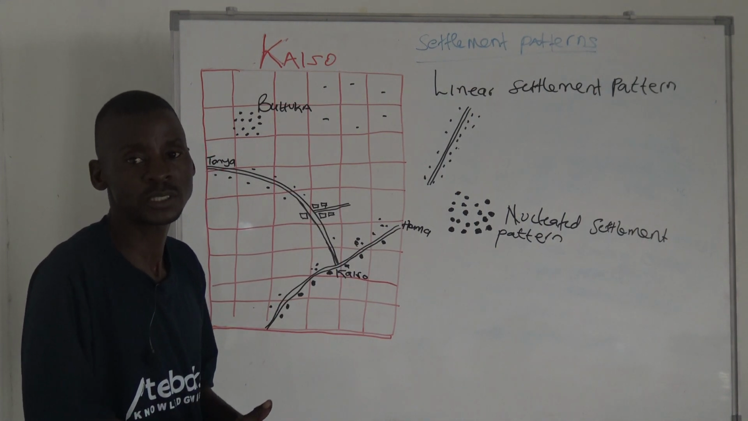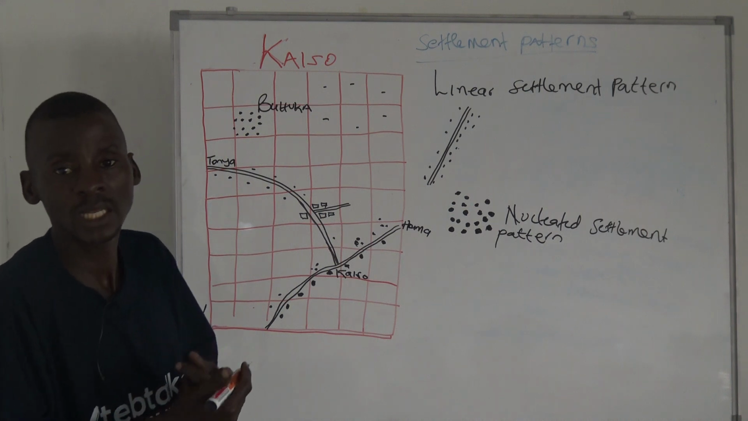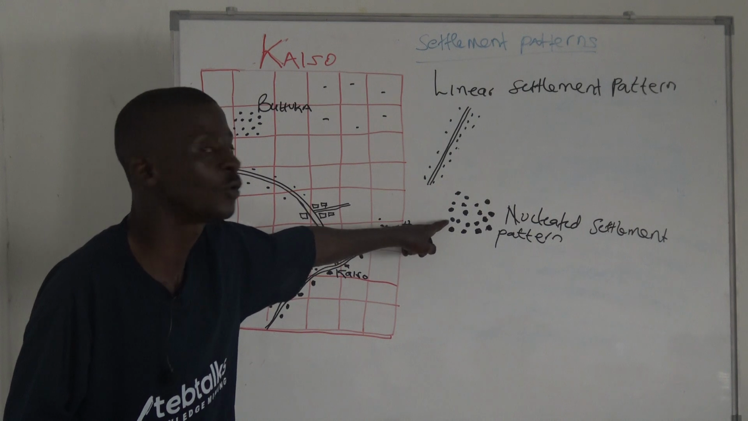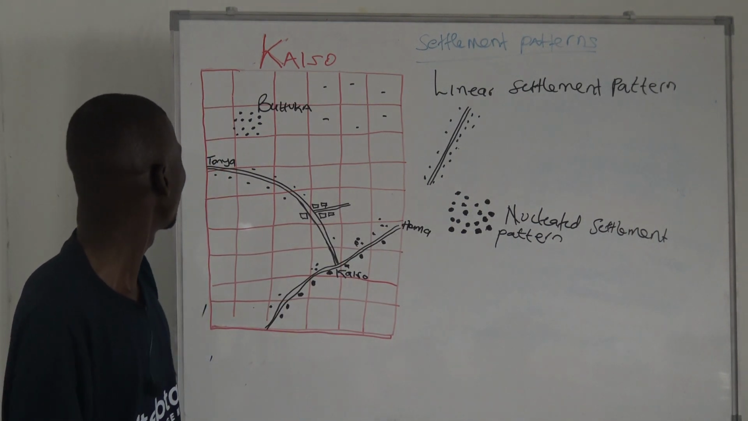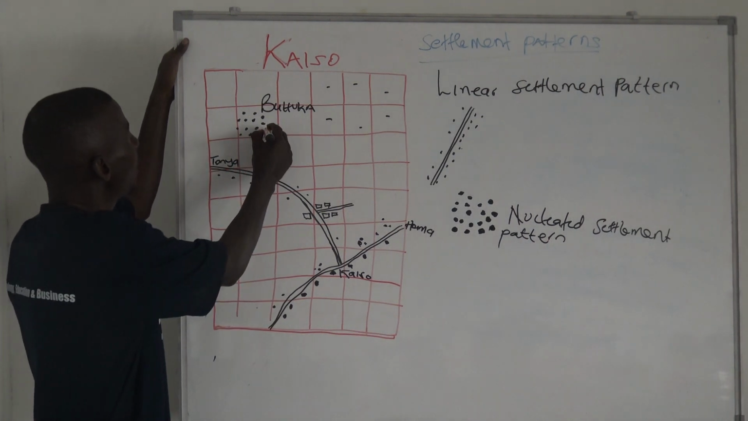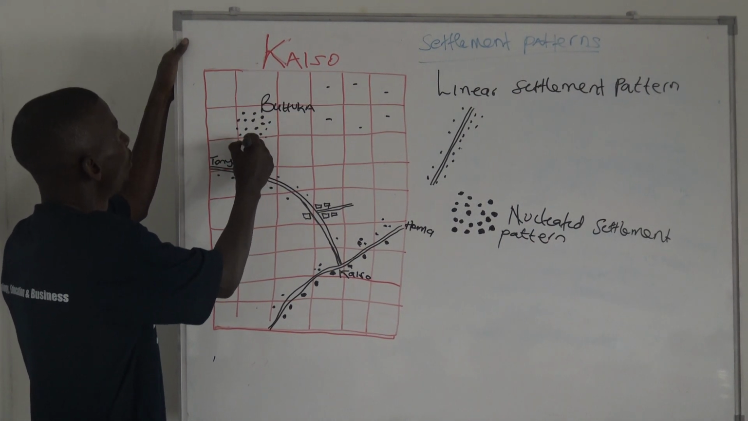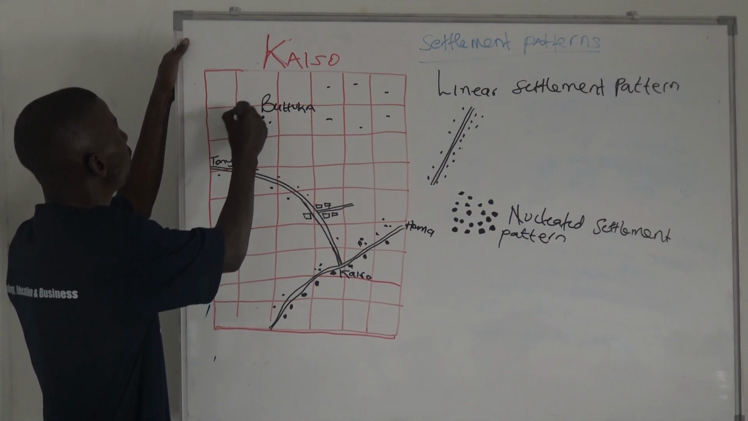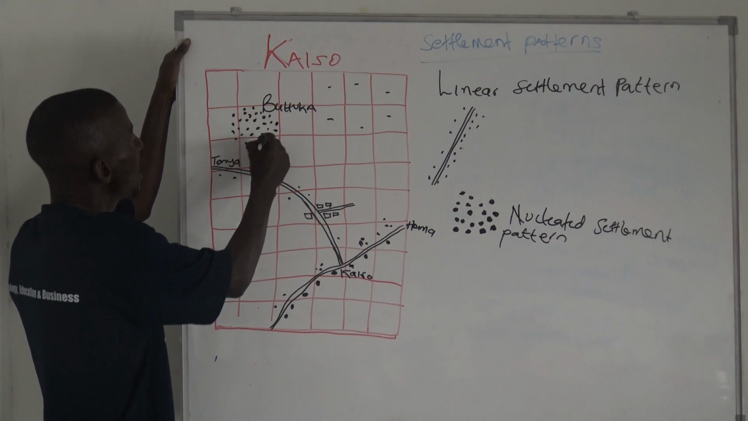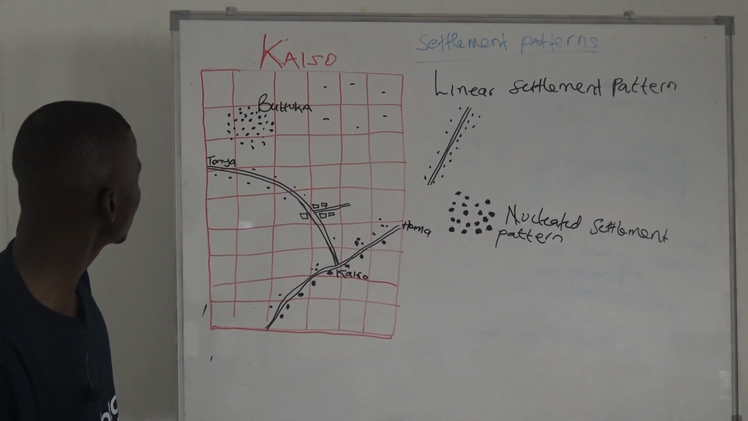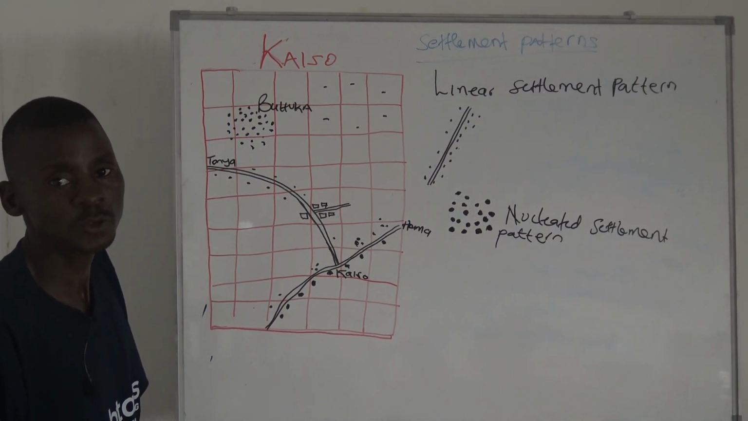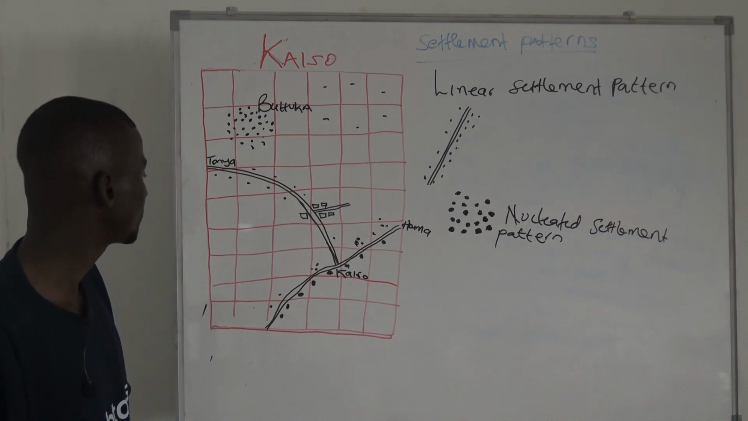These are areas that are congested. So what will tell that this is a nucleated settlement pattern? Of course, you will look at the dots. For example, in Buka here, there are very many people. The dots, as I have said, are very many, close to one another and compact. That one is called a nucleated settlement pattern.